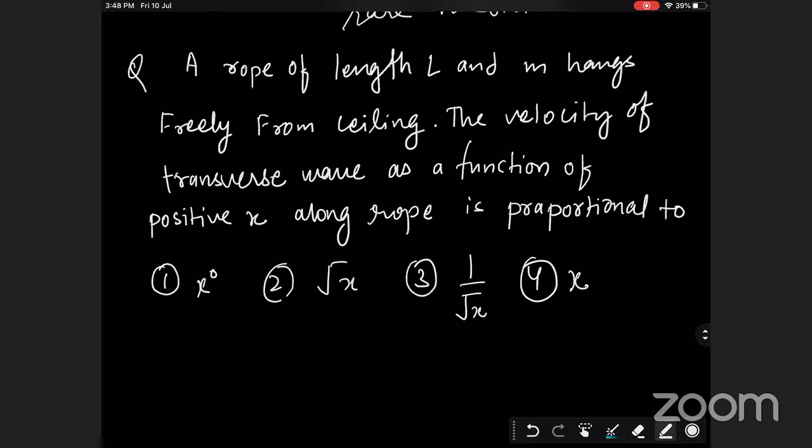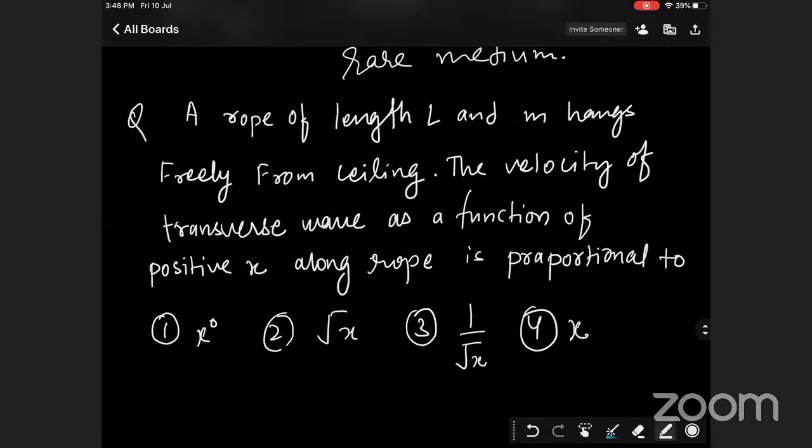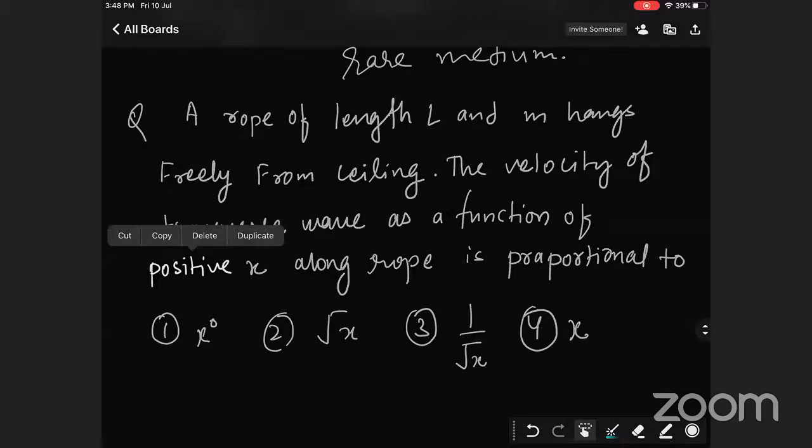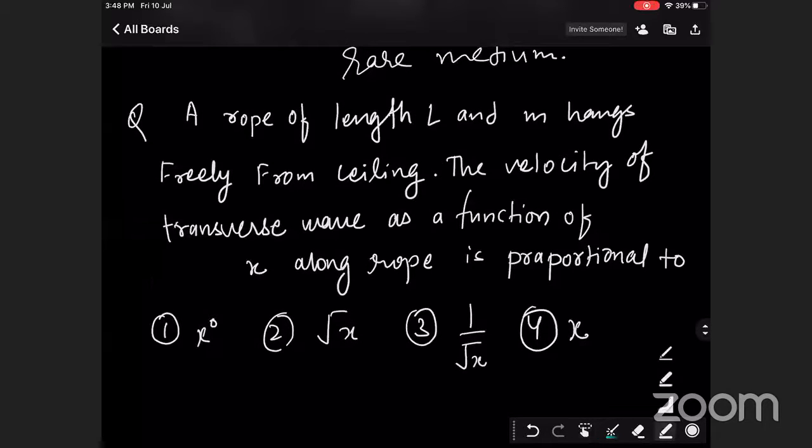A rope of length L and mass M hangs freely from the ceiling. The velocity of the pulse, the velocity of the transverse wave, as a function of position x. बच्चों, positive नहीं है, position x. It's position x.